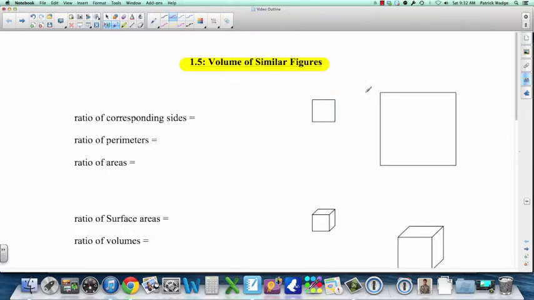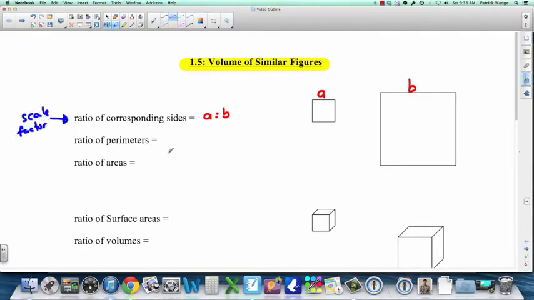We have two similar figures here. All squares are similar figures, obviously. They have the same shape, a square shape, and they just have different sizes in this case. Let's call this side length A, and we'll call this side length B. So what's the ratio of corresponding sides then? Well, obviously it's A to B. By the way, just to remind you, another name for the ratio of corresponding sides is the scale factor.